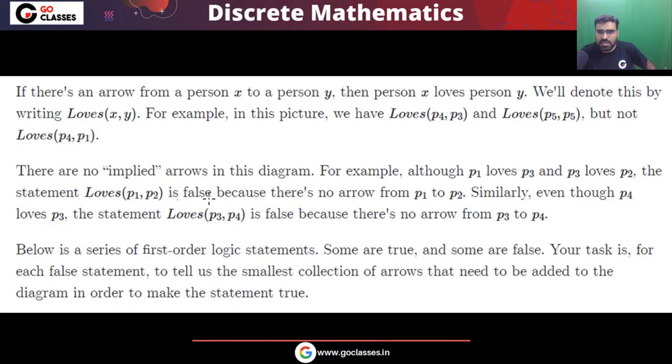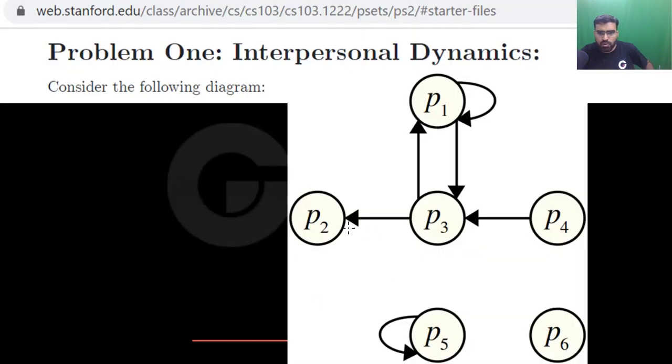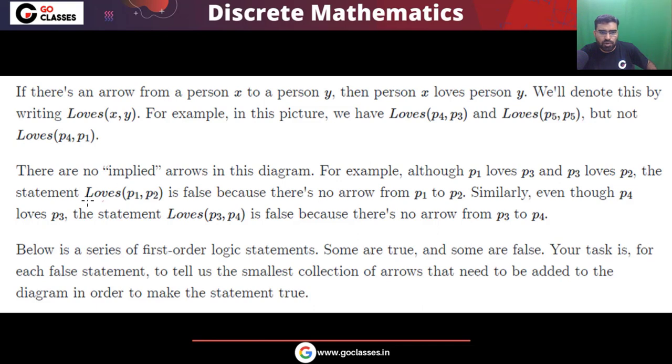But you can see the statement loves(P1, P2) is false. What does this mean? Because you can see there is no arrow from P1 to P2. So I can say loves(P1, P2) is false, because P1 does not love P2.